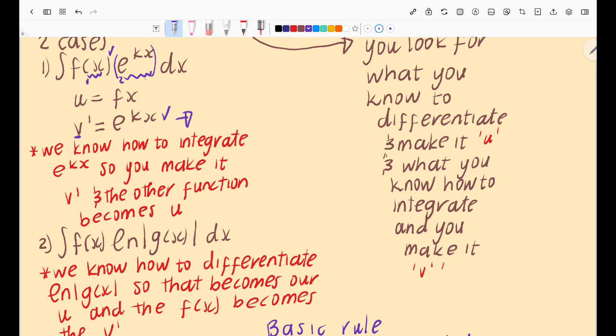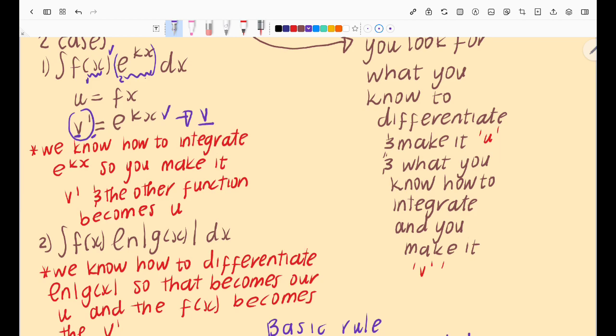v' is like when you're differentiating v, right? So it's the differentiated version. It's the derivative function. So you need to move the v' back to the original v, right? And how do you move from v' all the way to v? You have to integrate the v' function, right? That's why you have to look for a function that you can integrate, because you want to move that function to its original function, right? And then whatever function was left, in our case it was f of x, we make that u, right?